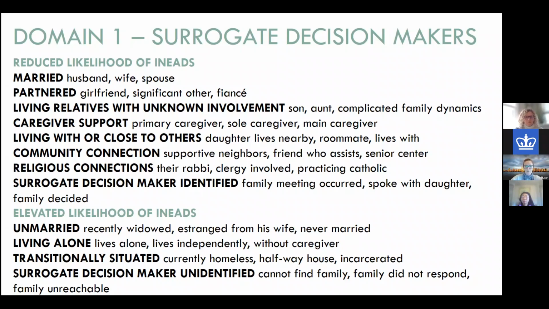So this is what we mean to capture somebody who might be homeless or may have been incarcerated, something like that. And surrogate decision maker unidentified. So when it's clearly written that the care team was not able to make contact with a family member or a friend, that an attempt was made and it was not successful. So these are our surrogate decision maker domain categories.